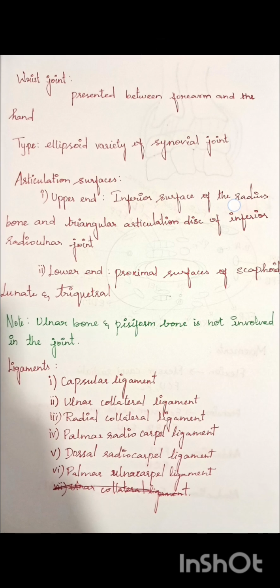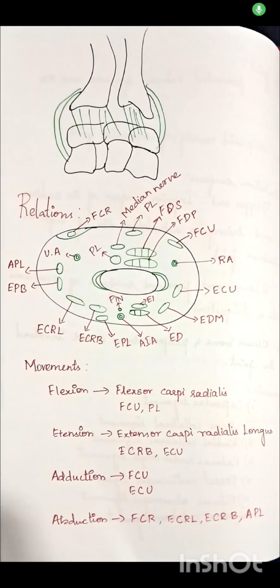Coming to the ligaments, they are the radial collateral ligament, ulnar collateral ligament, palmar radiocarpal ligament, palmar ulnocarpal ligament, and posteriorly we have the dorsal radiocarpal ligament. And normally in all these joints we have the capsular ligament. So these are the ligaments which are present in the wrist joint.